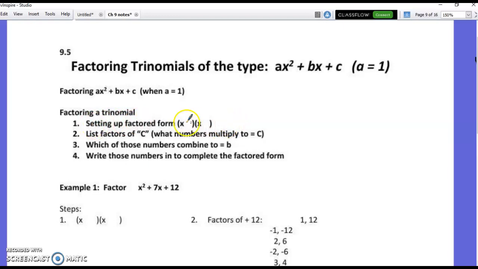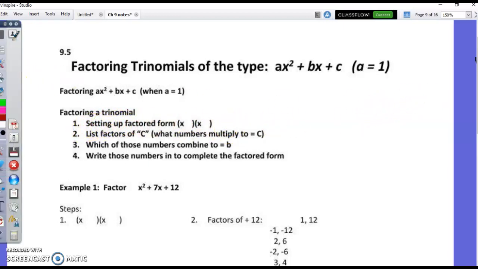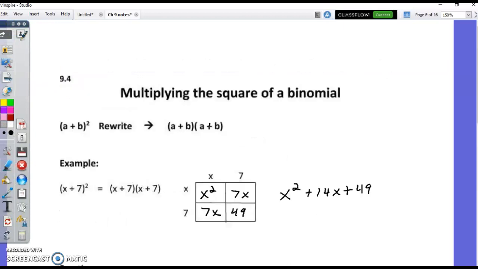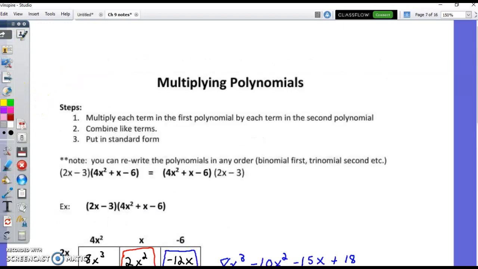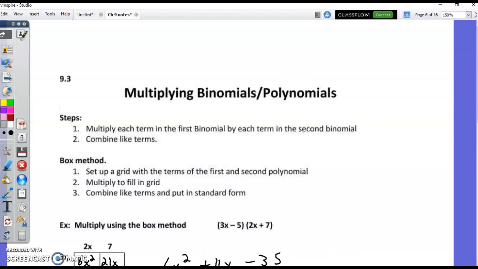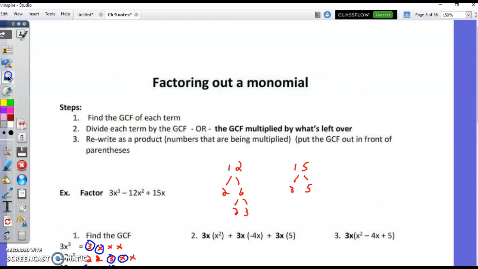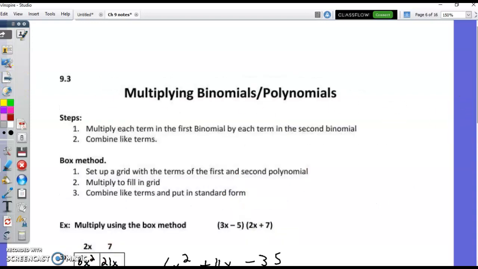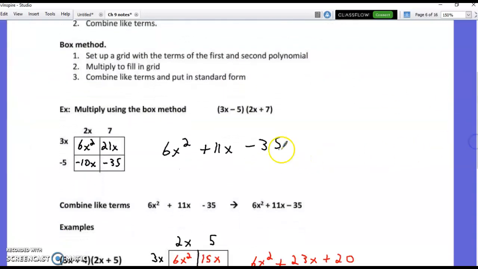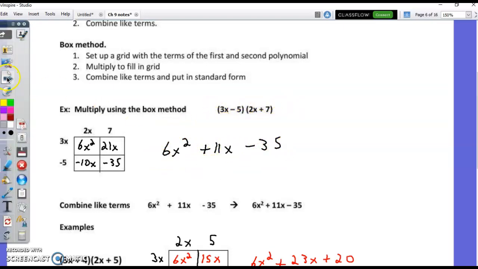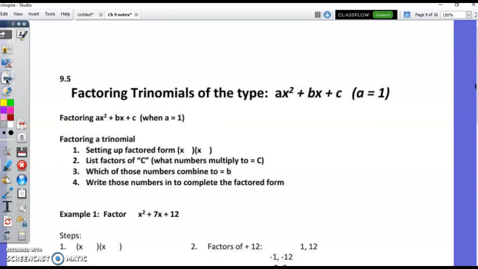So here are your steps. First thing we're going to do is always set it up in factored form. What it means to factor is we're dividing out and making it look like it did before you would have multiplied two binomials. So if I'm looking back through my notes, when we have this as a final answer when we multiply this, we're now essentially taking this and making it look like that. So that's kind of our ultimate goal with this section.